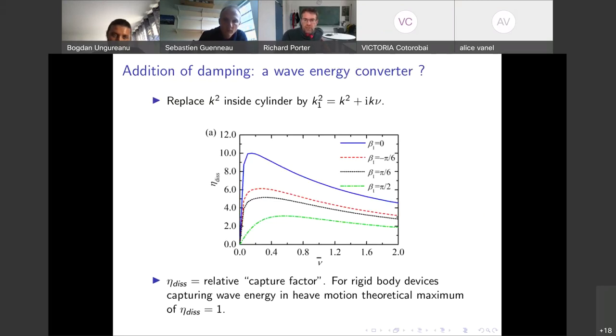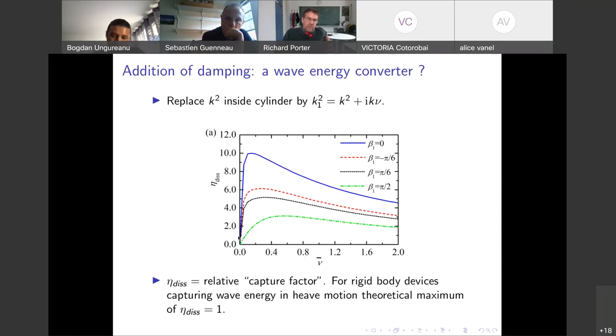You can also think about using this with damping. By including some damping in the system, and this has only just been done artificially at the moment, you put a bit of artificial damping in the array itself and you ask yourself, how much energy can you extract from these cylinders? And this is an idea of the type of energy that you can extract for different wave angles and different amounts of damping.